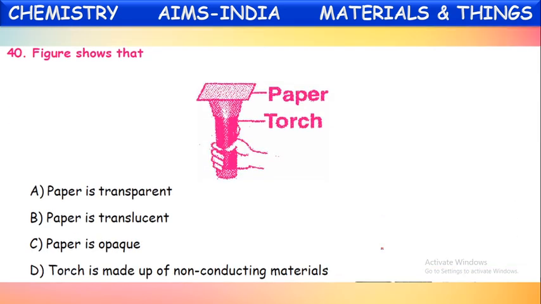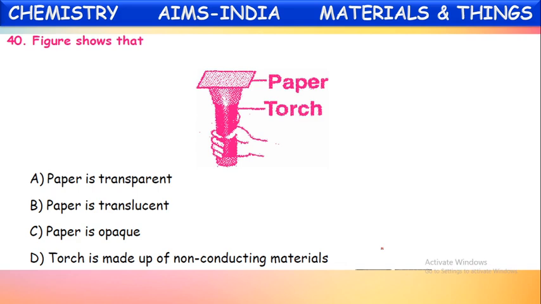Okay, next one. What does this figure show us? See, they have taken a torch, they switched it on, and they kept a paper or cardboard on it. Then light is now passed through this paper. It didn't come out. Then what can we conclude from this experiment? See here what they have been. A is transparent. Is it true? No, because if this paper is transparent, that light should come out. That can be seen, but it is not coming out through the paper, so it is not transparent.